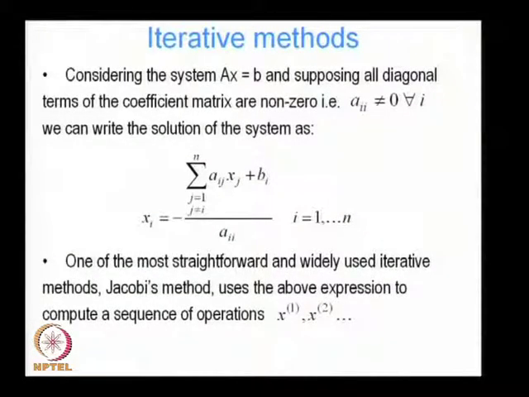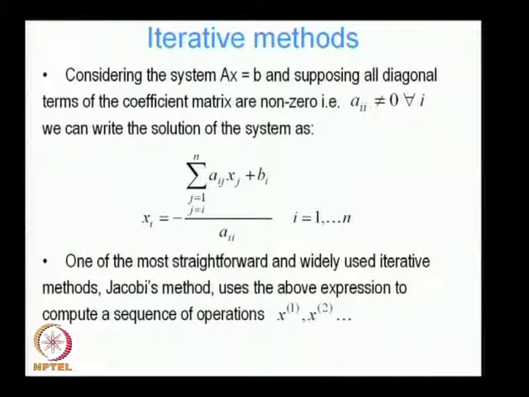Let us consider the system Ax = b, and for the time being let us suppose that all elements on the principal diagonal are non-zero, that is a_ii is not equal to 0 for all i. In that case, we can write the solution of this system as follows. Let us consider any equation in this system of n equations. In that equation we can write x_i as minus sigma a_ij x_j, j equal to 1 to n except j not equal to i, plus b_i, divided by a_ii.